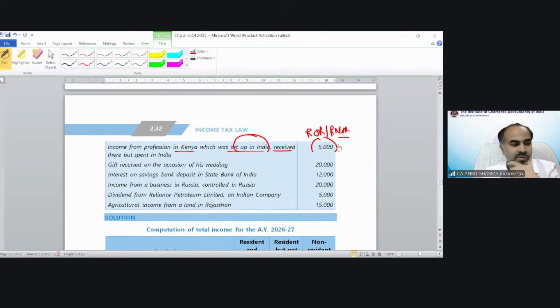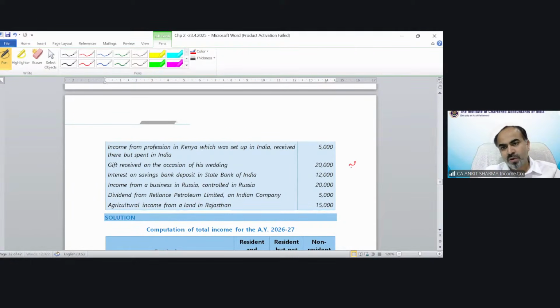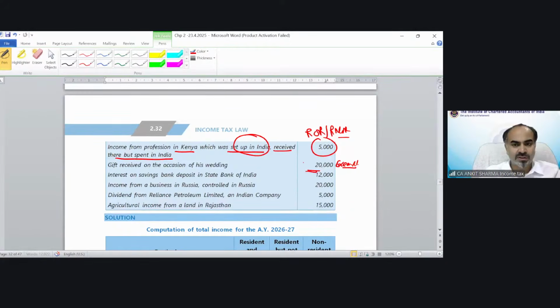Well done, everyone. Next is gift received on the occasion of his wedding, 20,000 rupees. So gift received on wedding is an exempted income. This you will understand in income from other sources. So this does not belong to this chapter; that's why we can skip it. Gift received on marriage is exempted in the hands of the receiver.